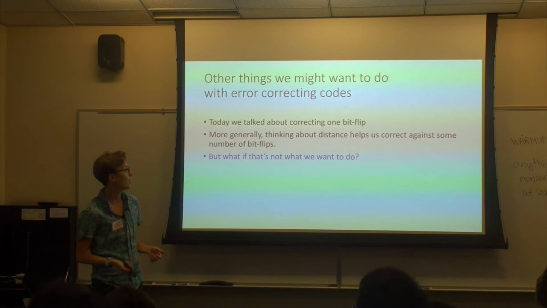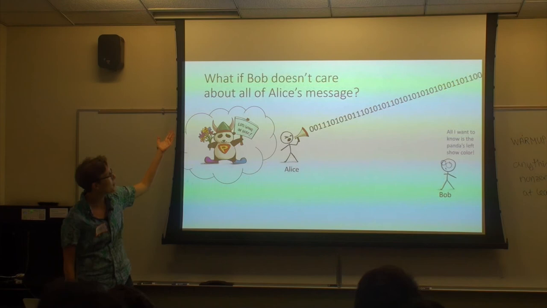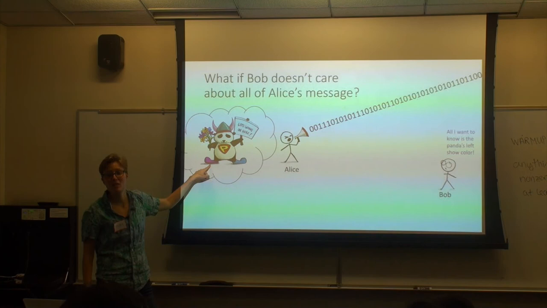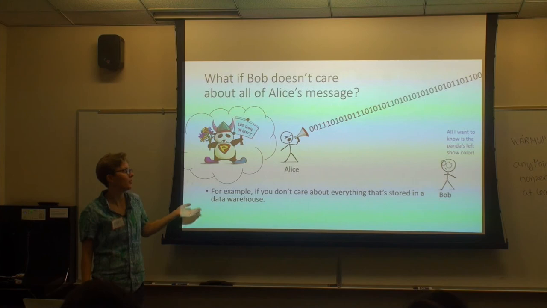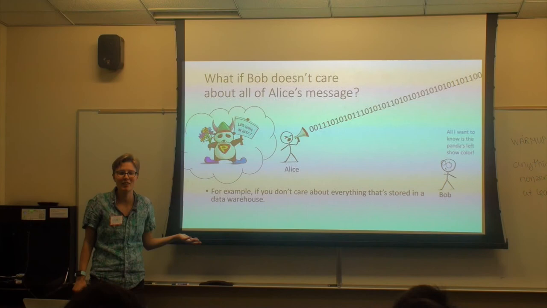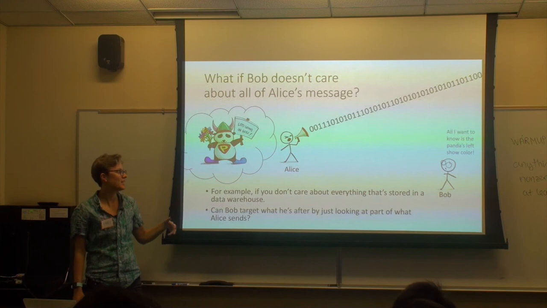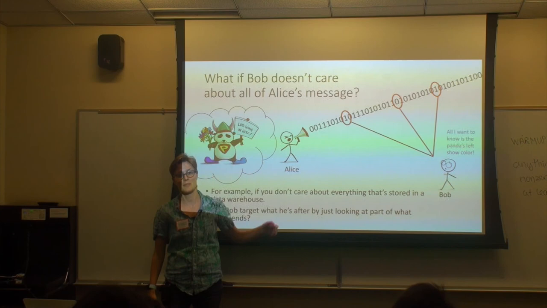Maybe I'll just do one example, because here's an exciting panda. For example, what if Bob doesn't even care about all of Alice's messages? Suppose Alice has some super complicated message that takes tons and tons of bits to describe, but all Bob wants is a little bit of information about the message, say the left shoe color of this panda. A more real-life example would be a lot of data stored in a data warehouse, all protected with an error-correcting code. You don't want all of the data when you just go to look at a picture of your cat. You want just a little piece of data. So what can you do? How can Bob target what he's after by looking at just part of what Alice sends? He doesn't want to have to look at the whole thing. So that's one variant on error-correcting codes, called locality, that I study.